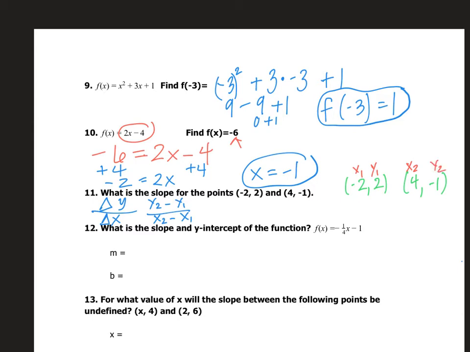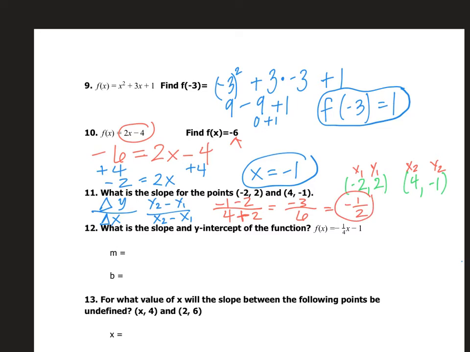Okay, so now I can go ahead and put them into this formula. So y2 is -1 minus 2, and then my x2 is 4 minus a -2, so that's really going to be adding, so I'm just going to switch this to addition. Now we just need to combine the numerator, combine the denominator, and then reduce. So -1 minus 2 is going to give me -3. And then 4 plus 2 gives me 6. I know that I can reduce this to -1/2. So that's my slope, -1/2.